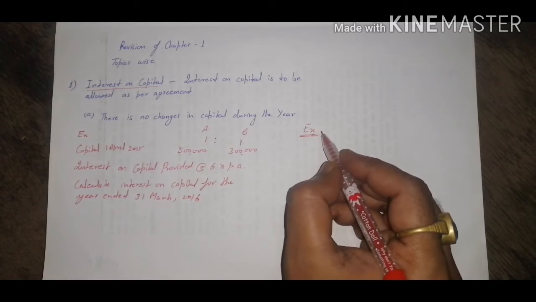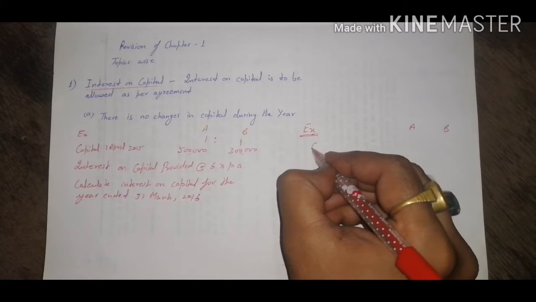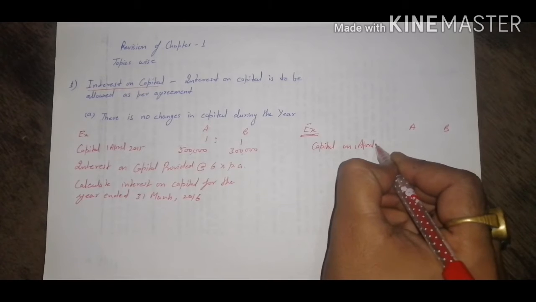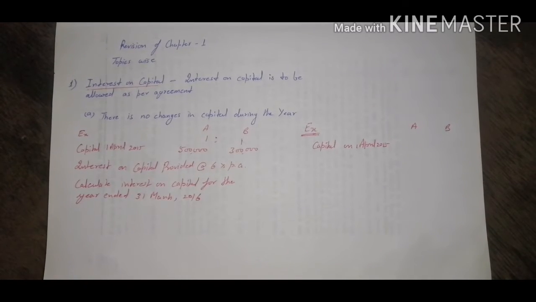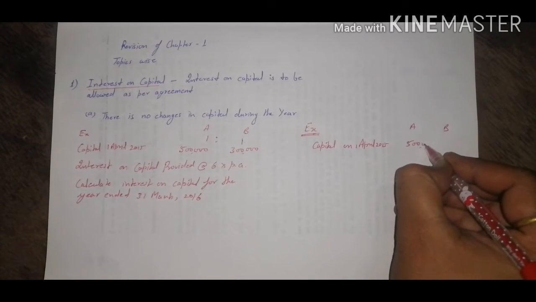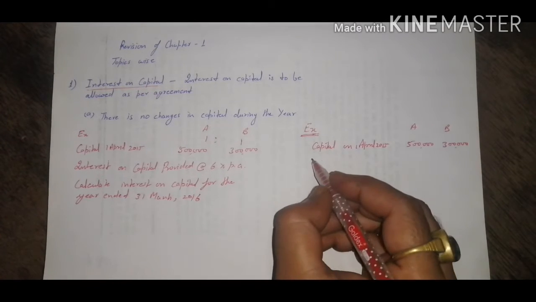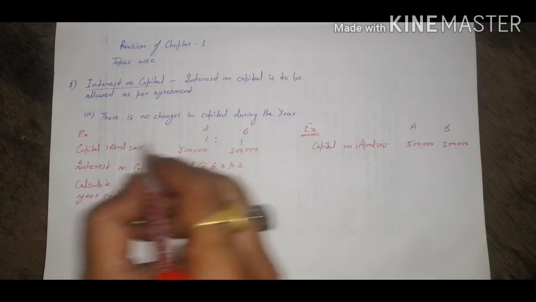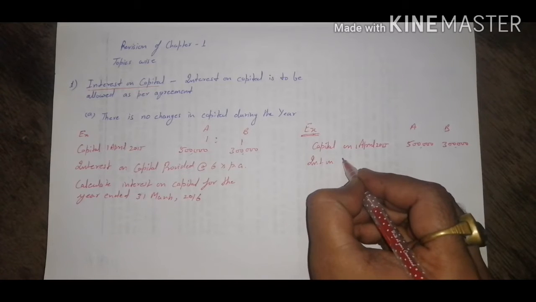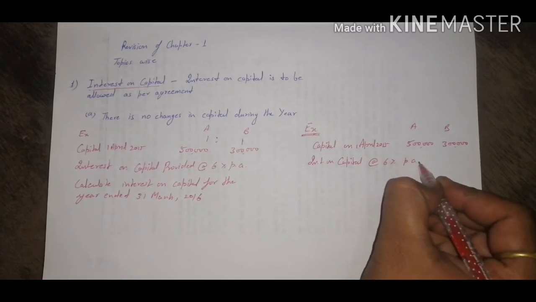Again, take one more example. A and B are partners. Capital on 1st April 2015 is rupees 5 lakh and 3 lakh. Interest on capital at the rate of 6% per annum.